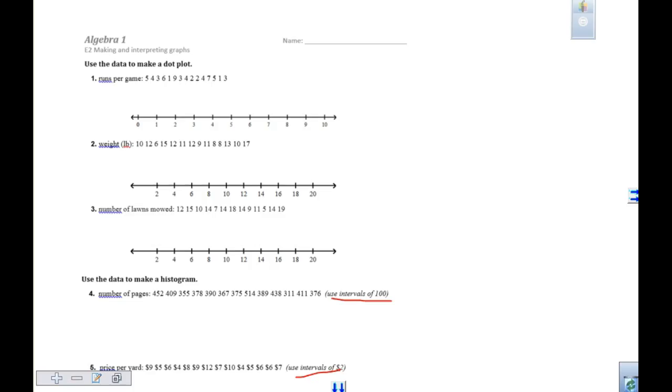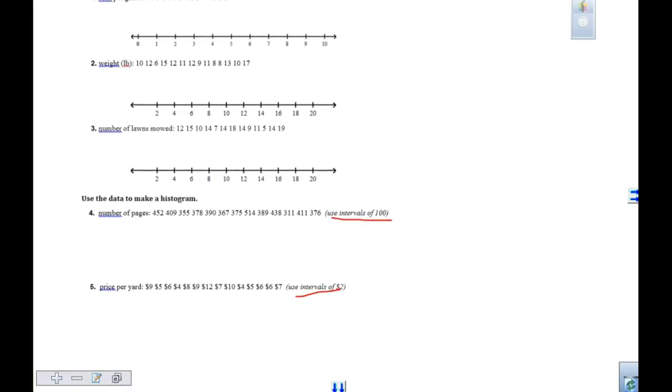As you know, you should have both E1 and E2 done. In the E2 homework, questions 4 and 5 and 6, they tell you what to use for the interval. So, when I am looking at the number of pages, you're asked to make a histogram. I think yours might have enough room here, but you're going to put the page numbers, and what's the smallest number of pages we are talking about?